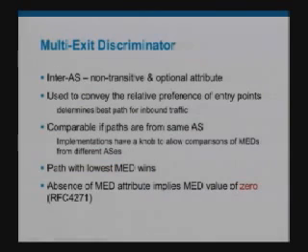So summarizing this, inter-AS, it's a non-transitive attribute, it's optional. It's used to convey the relative preference of entry points to the network. Comparable if paths are from the same AS. Your vendor may have put in a knob for you to compare paths from different autonomous systems. I certainly think at least Cisco and Juniper have that. Path with the lowest MED wins. Absence of an MED attribute implies MED value of 0.